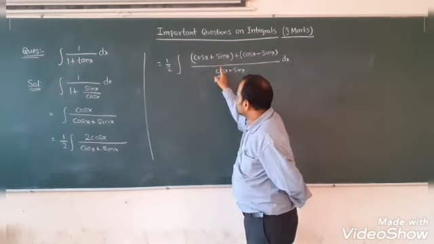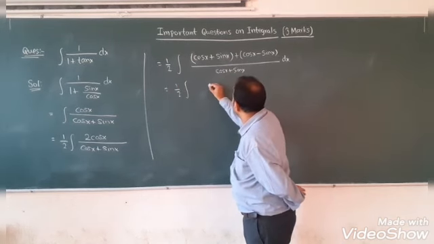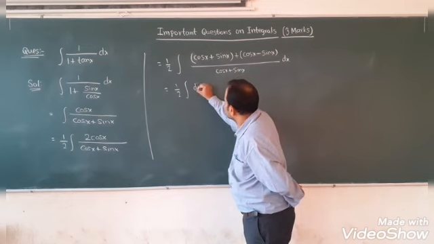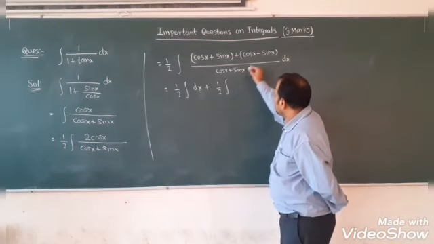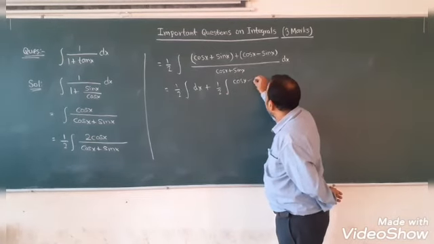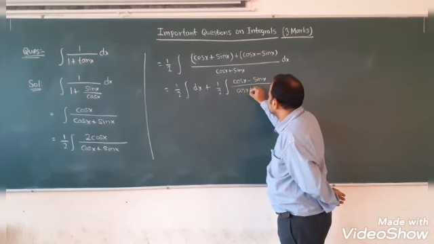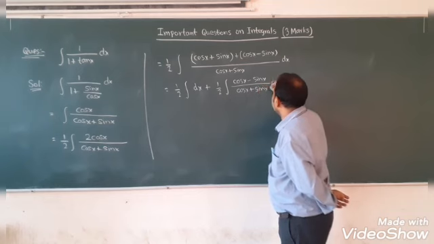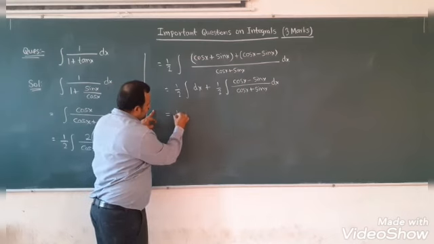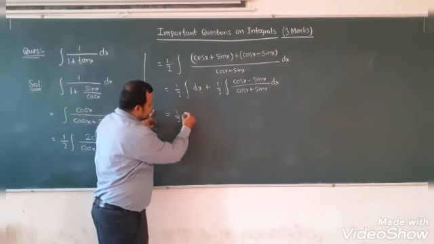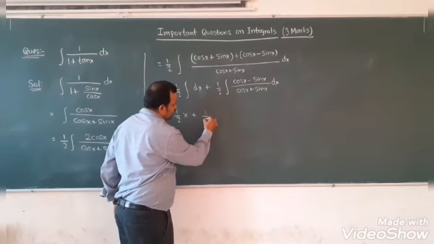Separate. So this by this separate. So 1 by 2 into, both will get cancelled. What you will get here is dx plus 1 by 2 into cos x minus sin x divided by cos x plus sin x, dx. Now we can write this as 1 by 2. What is the integral of dx? It is x plus, now see here, 1 by 2.